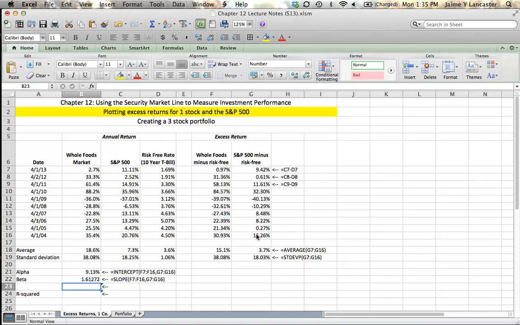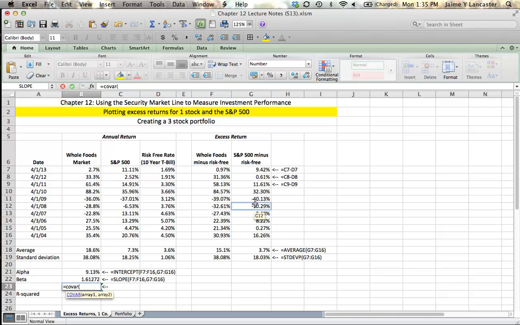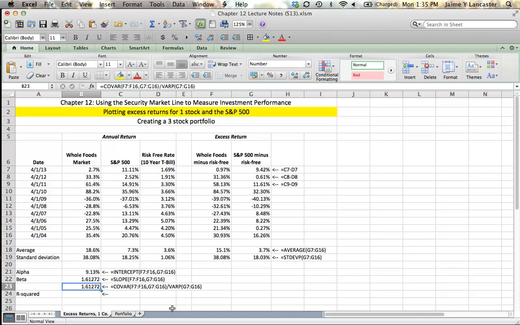The other way to calculate beta is that it's the covariance of our two stocks divided by the variance of the market. So let's enter it this way. Covariance, and covariance is symmetrical, so you can enter either one first, divided by the variance of the S&P. That's also going to give us the slope of our line, and our beta came out the same when we calculated it.